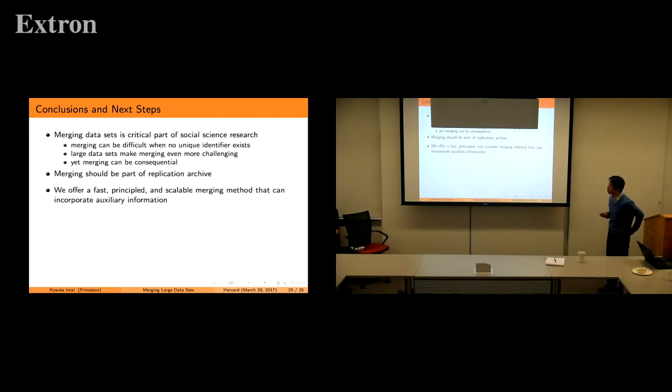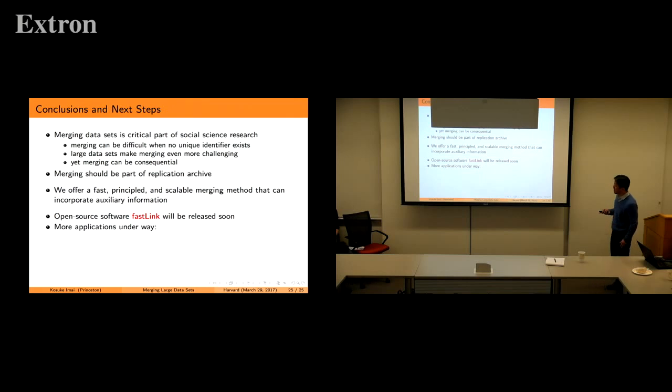So we offer a first principle scalable merge method that can incorporate auxiliary information. There's open source software we're going to release maybe in a few weeks. If you're interested, just email me. You can use the beta version. It seems to work really well. So our goal was to do this type of merge with a couple million records on the laptop, right? So that you don't have to have access to the cluster computing resources.